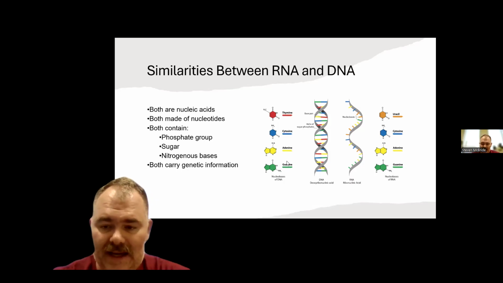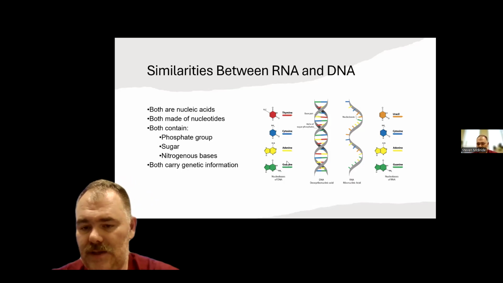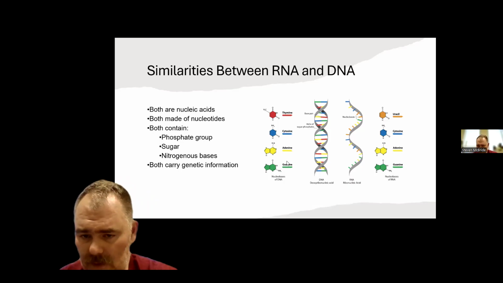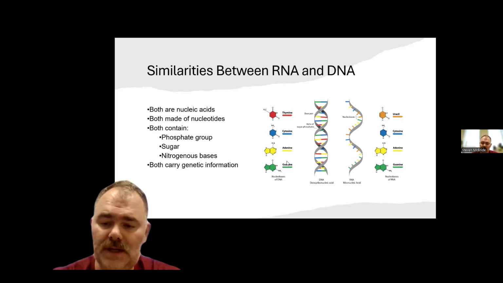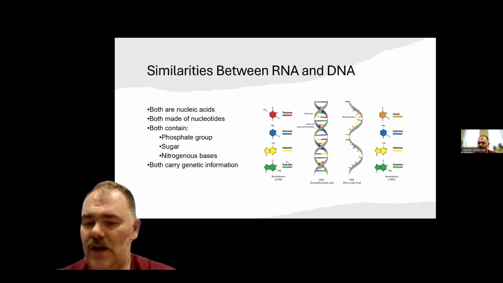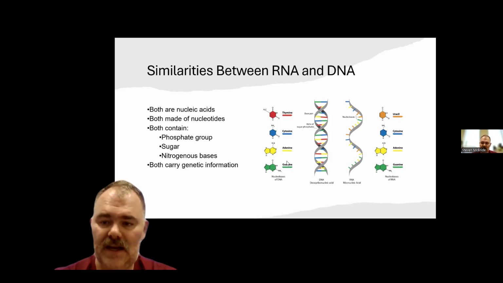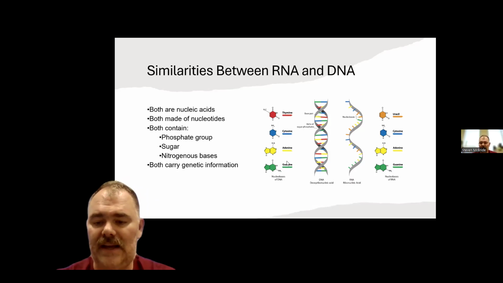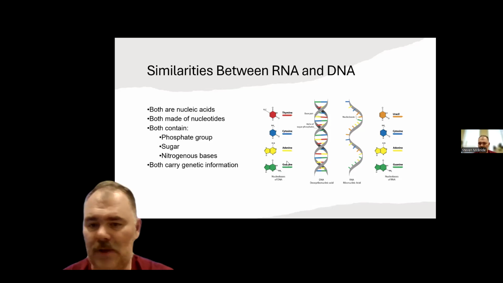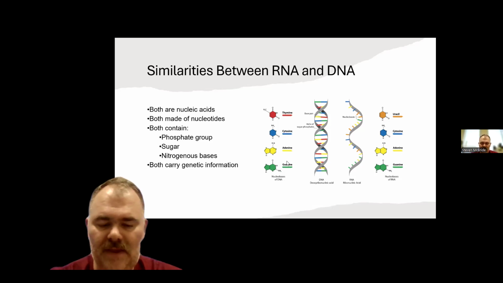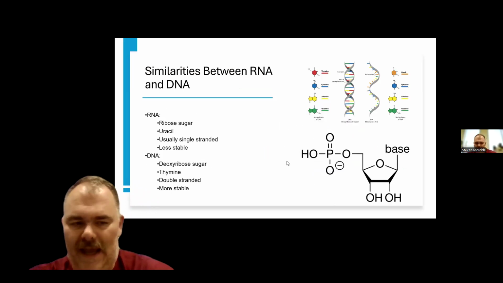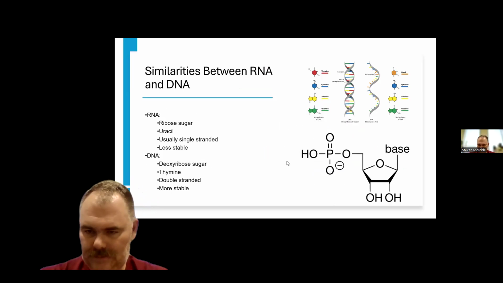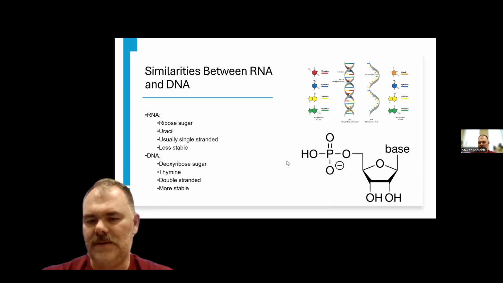Now, RNA and DNA both are molecules that are nucleic acids made from nucleotides. Both contain phosphate groups, sugars, and nitrogenous bases. Both also carry genetic information using sequences of those bases. Even though RNA and DNA differ structurally, they still use a very similar chemical language, the language of nucleotides or nucleic acids. Now, there are some differences though.